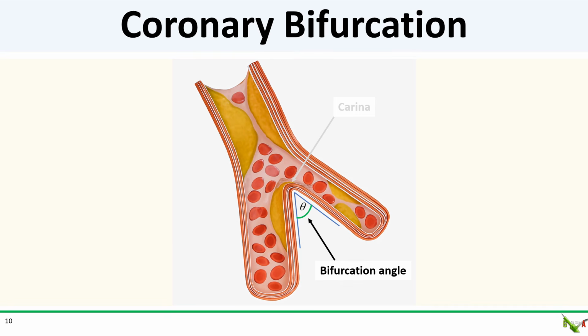Interventionalists will also often talk about the bifurcation angle. The bifurcation angle refers to the angle between the distal main branch and the side branch as measured at the carina. A large bifurcation angle means that the two vessels are spread wide apart. A narrow bifurcation angle means that the two vessels are close together.